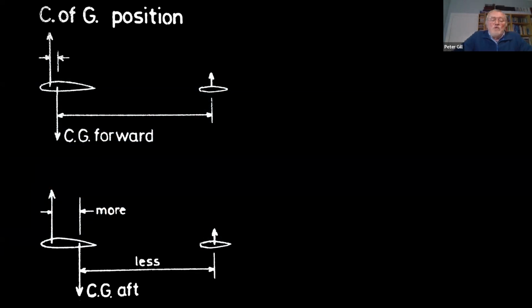The one reason why moving the centre of gravity aft has an adverse effect on stability is simply that the distance gets less. With the centre of gravity aft, you've got less distance between the tailplane and C of G. And remember, it's the C of G where all these actions are taking place. Okay, so again, the further aft it moves, that's it.